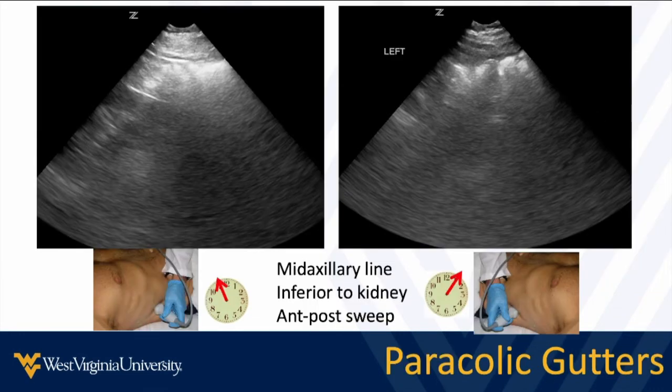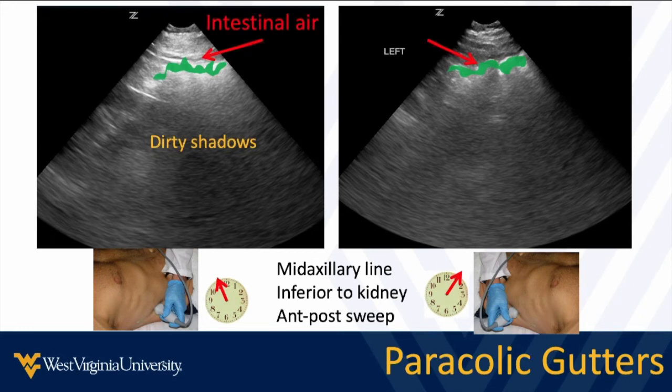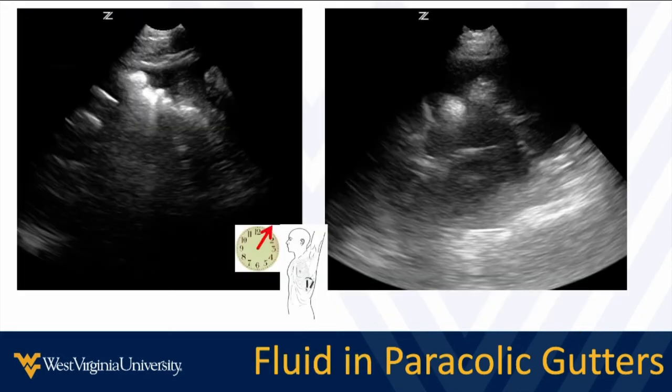And on the left side, paracolic gutters look the same as they do on the right, so I won't beat those to death again. And then fluid in the paracolic gutters is going to look similar to how it looks on the right. So again, won't beat that to death. We're just working our way down below the kidney, looking into the paracolic gutter, looking for the bright white bowel outline as our landmarks, and looking for fluid in these spaces.